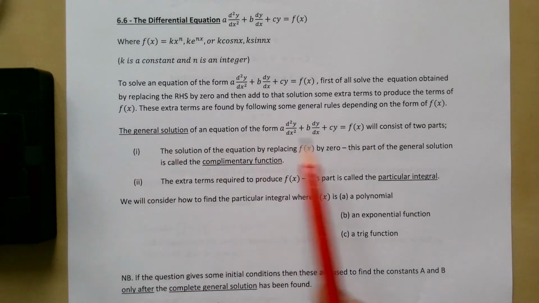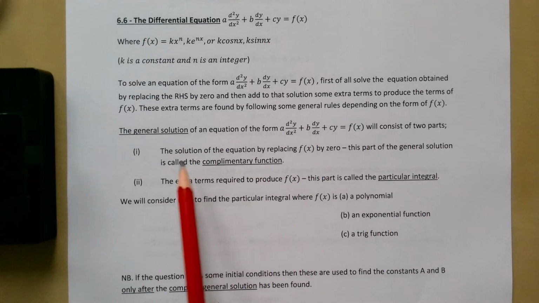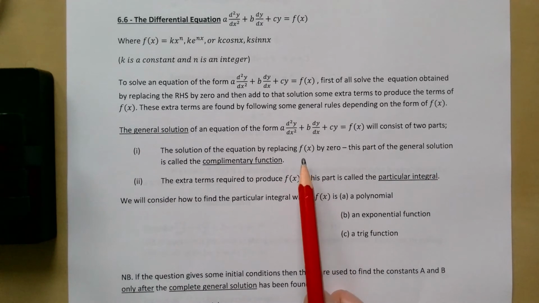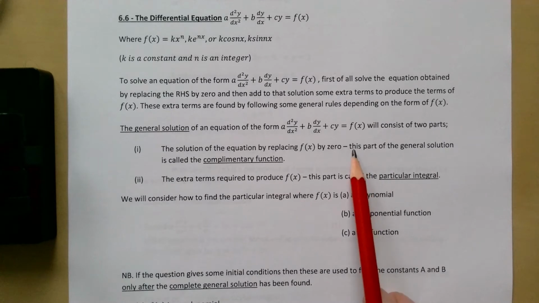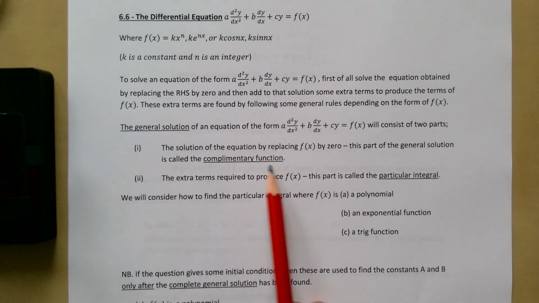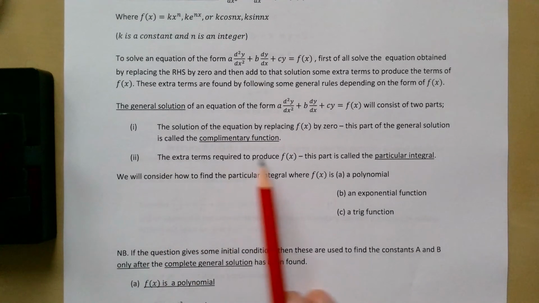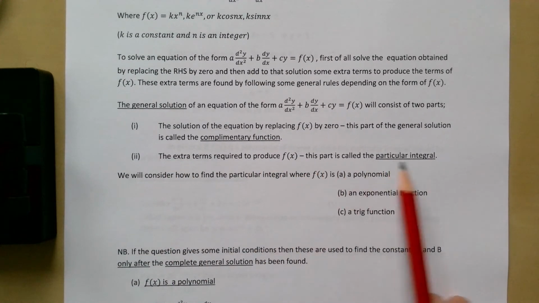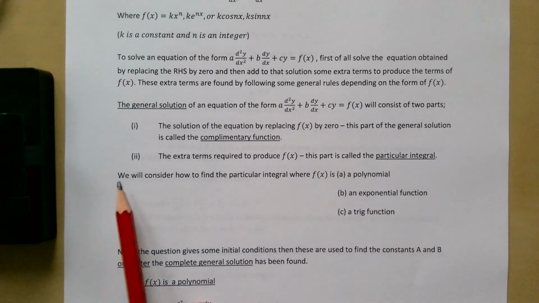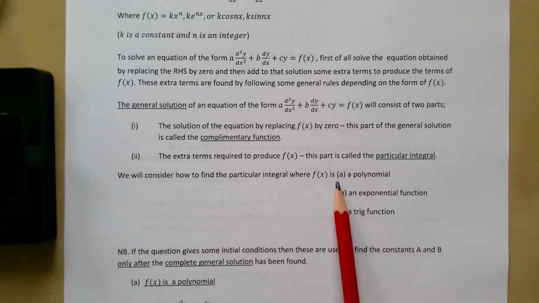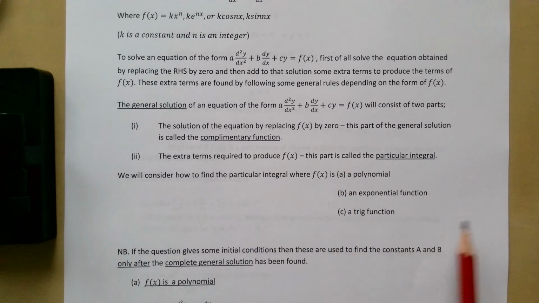The general solution will consist of two parts. The solution whenever you put it equal to 0, that was the previous video, we'll look back at it if you need to. This part of the general solution is called the complementary function. The second bit is the extra terms required to produce the f of x. This part is called the particular integral. We can now consider the particular integral for three different forms: a polynomial, an exponential, or a trig function.